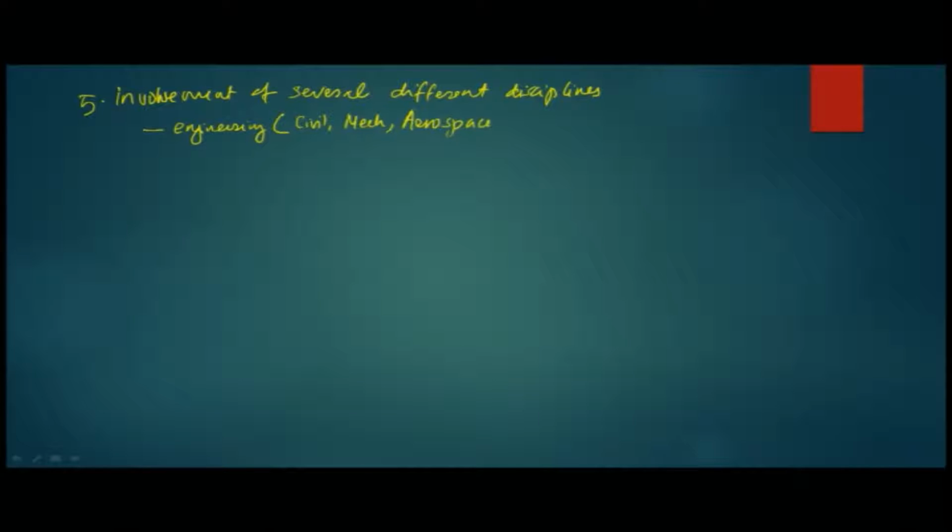So the fifth characteristic that we talk about here today is the involvement of several different disciplines. So disciplines for that matter involve engineering. We can think about it as the involvement of civil engineering, mechanical engineering, aerospace, then there is electrical, instrumentation, computer science, material sciences, metallurgy, etc. So a wide range of disciplines of engineering become part of this system development, or they get involved in the development of the system.